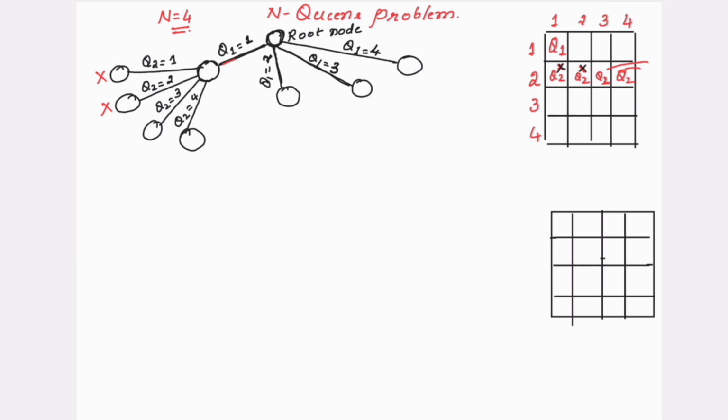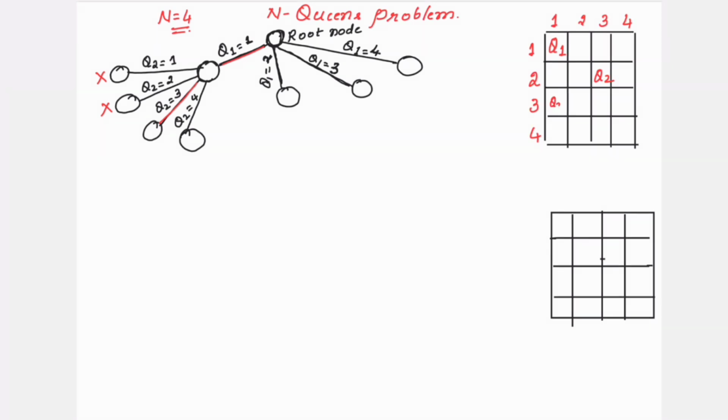So we started with Q1 equal to 1. Now we are here, Q2 equal to 3. Because when you start from column number 1, 2, 3, the next in the serial order is 3 only. So for Q2 equal to 3, we'll decide. Next we will try to place Q3.